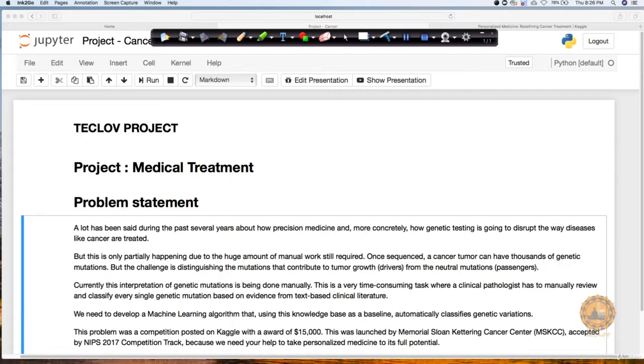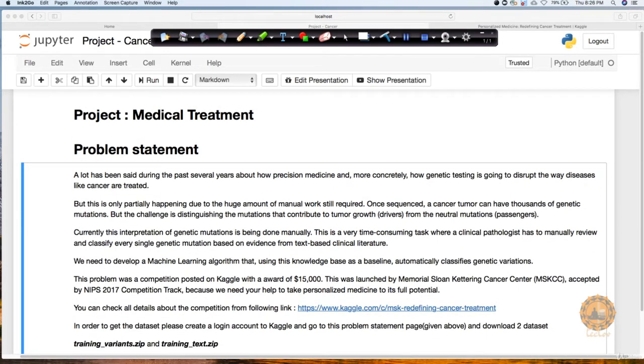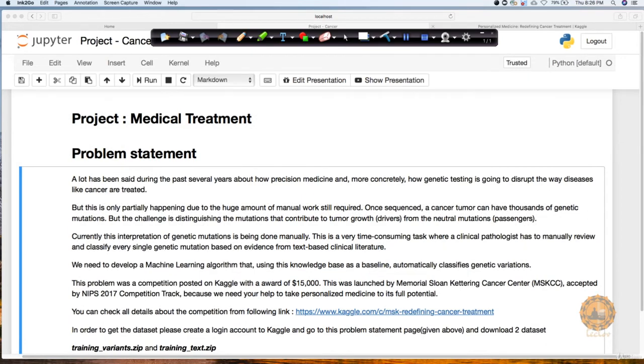Since this problem is from Kaggle, let me take you directly to the Kaggle page. And just to make it easy, I have given you the Kaggle link from where you can directly go and understand the problem statement. But I'm going to give you the whole explanation for it.